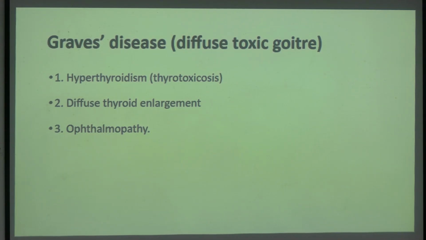Now, Graves' disease. That is called diffuse toxic goiter. Number one is hyperthyroidism, number two is diffuse thyroid enlargement, and number three is ophthalmopathy. These are the three features of Graves' disease. So, hyperthyroidism or thyrotoxicosis, diffuse thyroid enlargement, and ophthalmopathy.